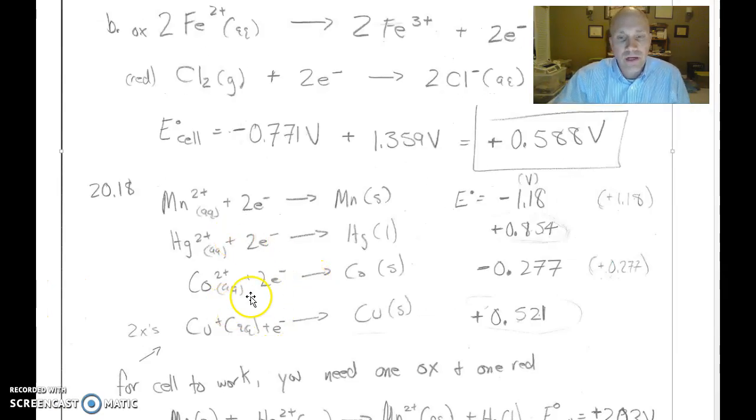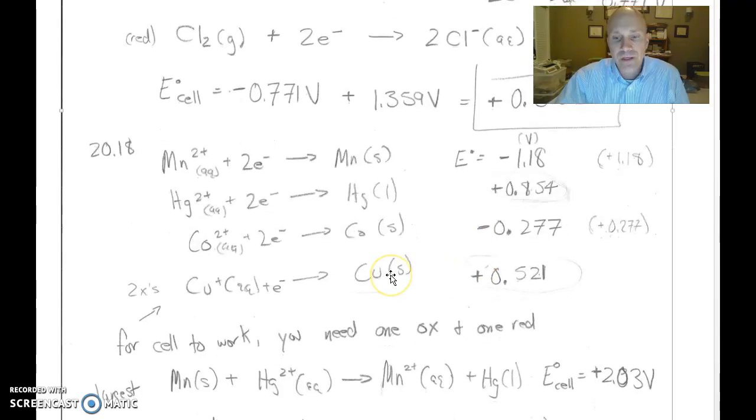Okay, the last problem just gives you a bunch of half reactions, and it asks you to design a cell that would have either the highest electromotive force, in other words the highest voltage, or the lowest voltage.